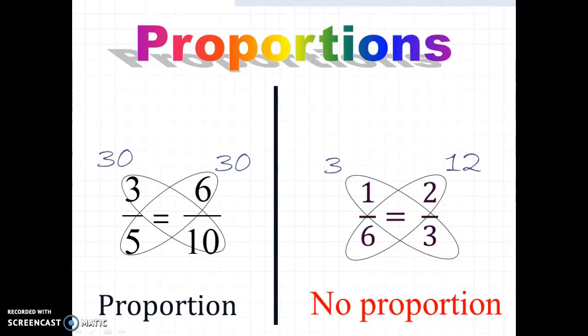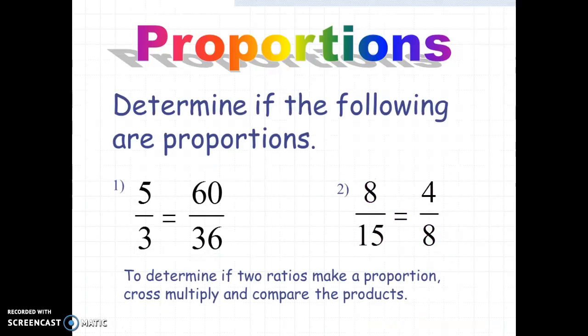So, if we look at 3/5 and 6/10, we are deciding whether they are proportional or not. 10 times 3 is 30. 5 times 6 is 30. The cross products, which is the 30s, are equal, so they are proportional. Then if we look at 1/6 and 2/3, 3 times 1 is 3, 6 times 2 is 12. Our cross products are not equal, so this is not a proportion. They are not proportional. I want you to take a minute, pause the video, and try these on your own. Use cross products, use the butterfly method, to determine whether or not these 2 sets of ratios are proportional or not.